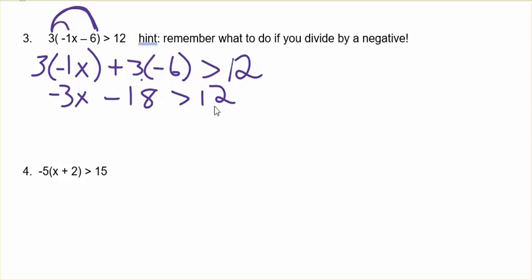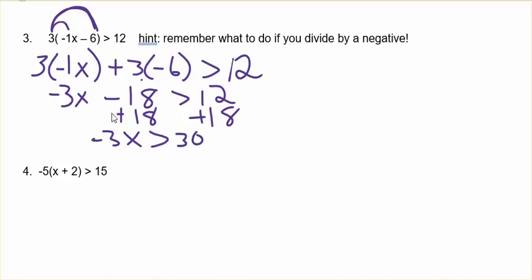So our next step is to undo what's being subtracted, which is that minus 18, and the opposite of minus 18, the inverse operation, would be to add 18. So now I get -3x is greater than 12 plus 18, and you can use your calculator if you need to, but 2 plus 8 is 10, and you'd carry the 1, and you would get 30 here.